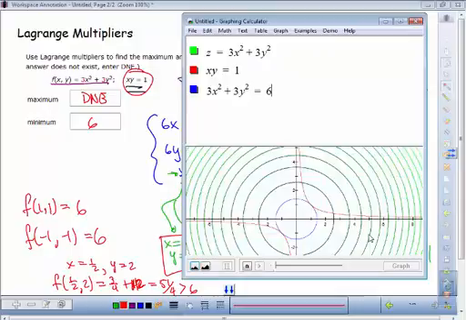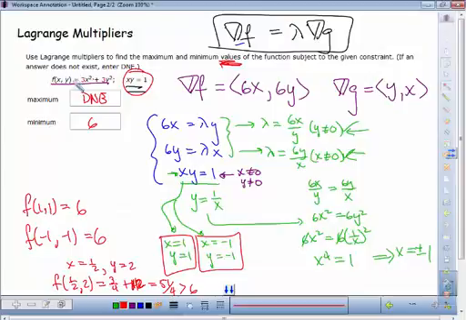It's also interesting to look at this from a three-dimensional perspective. If I were to graph z is equal to 3x squared plus 3y squared, what is that going to look like? Is there a name for that? Yes, there is a name for it. What's the name of that? It's a paraboloid.